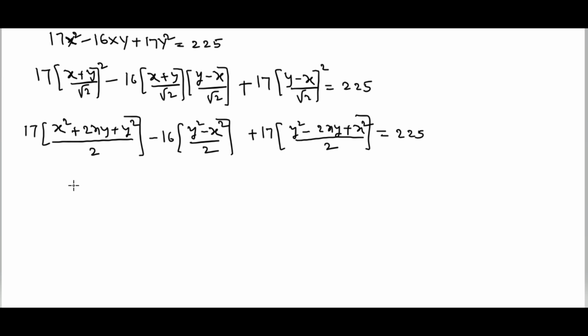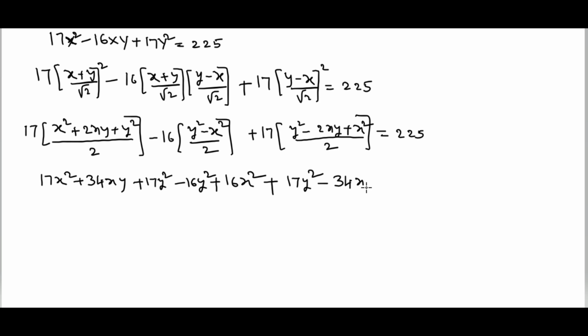That LCM is 2 and multiplying by 17, that is 17x square plus 34xy plus 17y square, minus 16 into minus, that is plus 16x square minus 16y square, plus 17y square minus 34xy plus 17x square, whole by 2 is equal to 225.